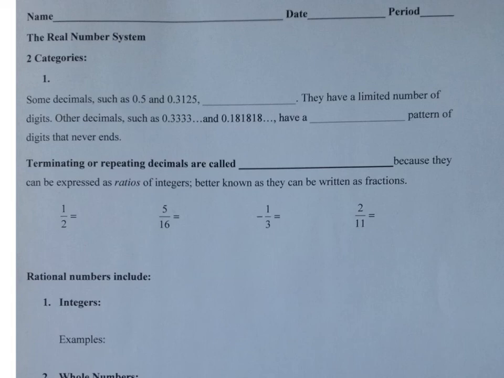So the real number system is divided into two categories. The first category we're going to talk about is rational numbers. So we're going to discuss rational numbers. And again, what are rational numbers?